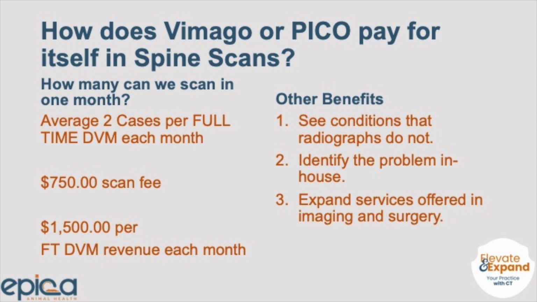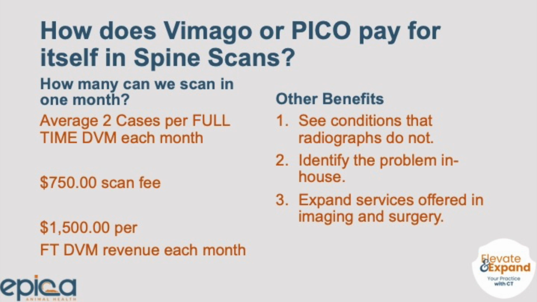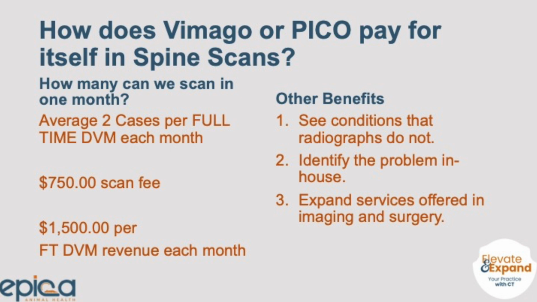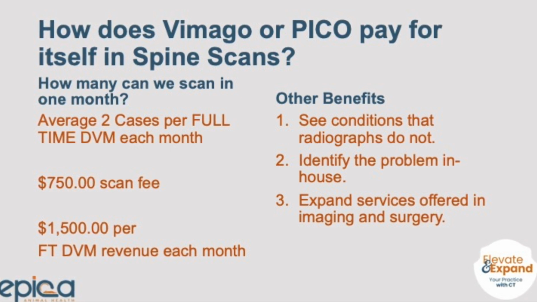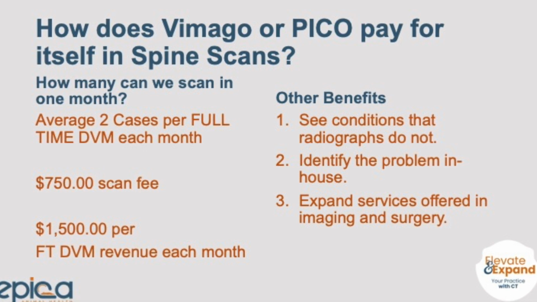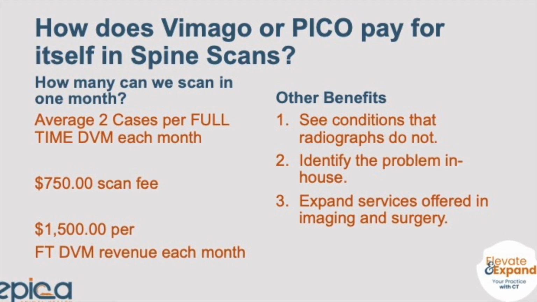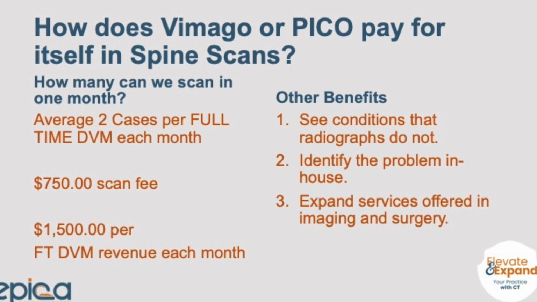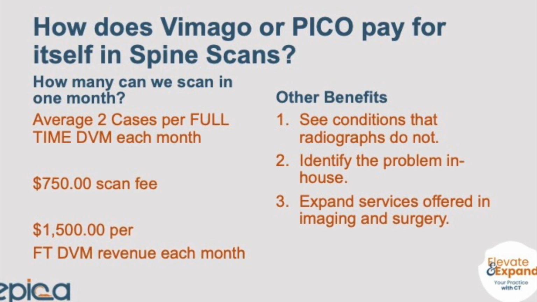So how does Vimago, or Pico for that matter, pay for itself using spinal scans as a case type? How many are we going to see of these every month? Well, in a typical 2-doctor practice, you might see 3 or 4 a month, but we'll just say, for the sake of argument, every full-time DVM averages about 2 cases a month. Of course, there's some months where you have none at all, and then there's other months where you have several. We're going to look at a $750 scan fee for a spine. That's about $1,500 a month per full-time DVM in revenue.